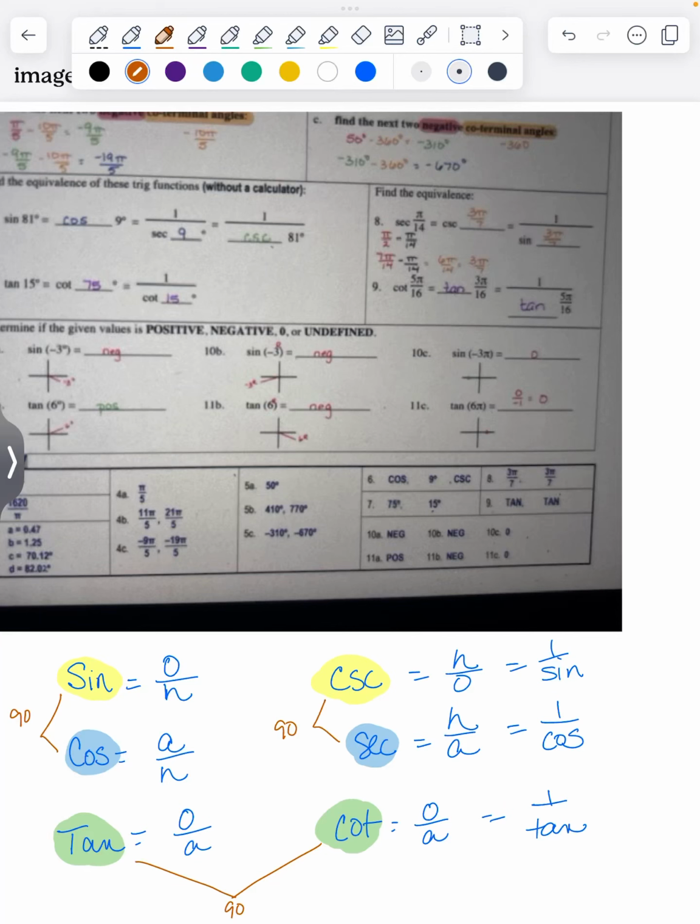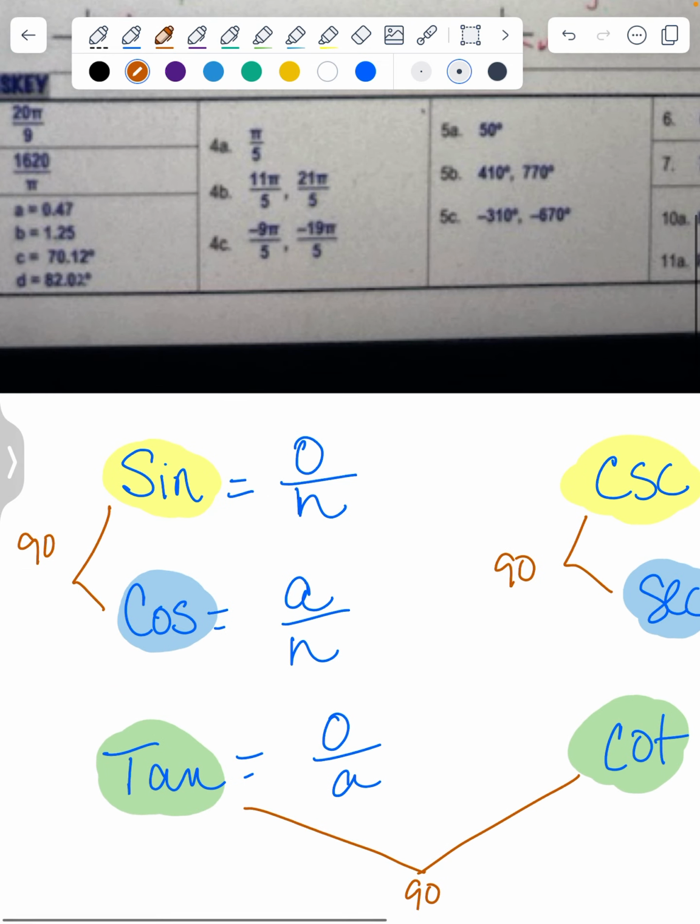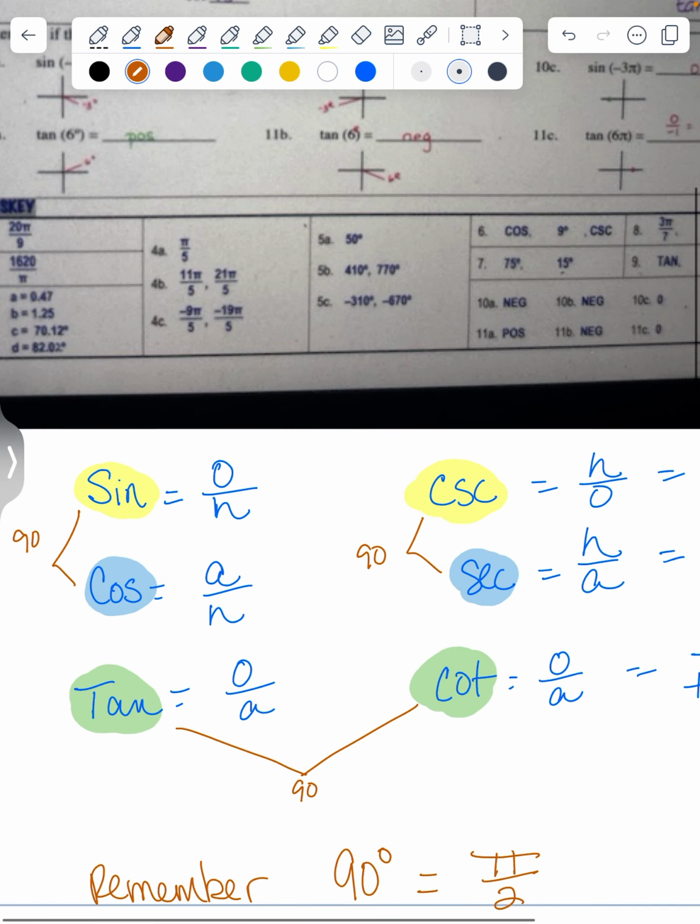Okay, so I tried to write everything out so it doesn't take as long. First of all, you know SOH-CAH-TOA: sine is opposite over hypotenuse, cosine is adjacent over hypotenuse, tangent is opposite over adjacent. And then I kind of think of them as having friends, like best friends.